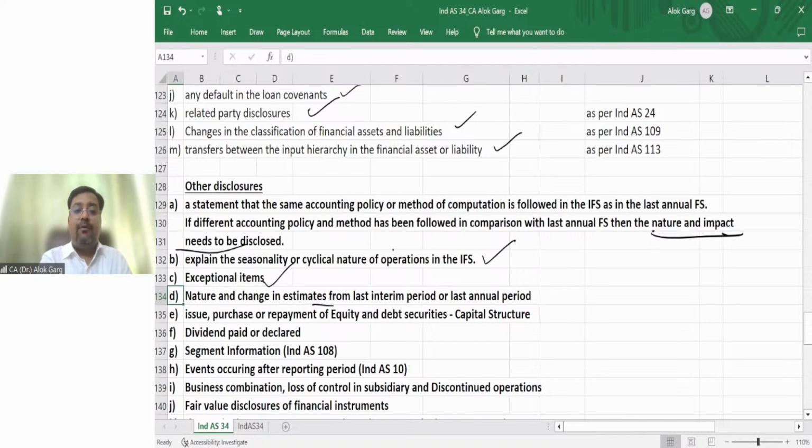Nature and change in estimate, in the last interim period or last annual period. If there is any change in accounting estimate, for example, till the last annual period the property, plant and equipment, let's say a building, was depreciated over a useful life of 20 years. Now, in the current quarter, the company has decided to reduce the useful life of the building due to some indicators, right? So this change in useful life is a change in estimate. If the company has changed any estimate or any policy in comparison to the last annual period, it is required to be disclosed separately.